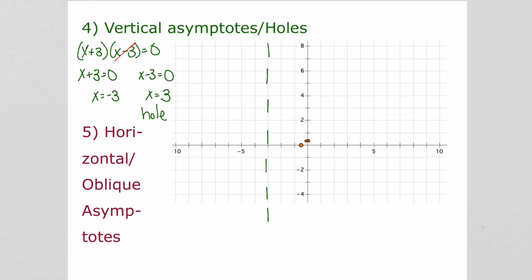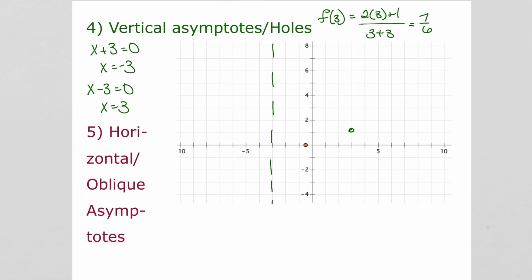We need to figure out where this hole is. To find the hole, you can plug 3 into that reduced form. So 2 times 3 plus 1 over 3 plus 3. That'll give us 7/6. 1 and 1/6. A little bit over 1. So the hole is at 3 and a little bit over 1. So right there. And I'm going to draw that in. If you graph this in a graphing calculator, it's not going to show you the hole. But if you put in x equals 3 to trace, then it's not going to give you a y value. So the hole's there, you just can't see it on the graph.